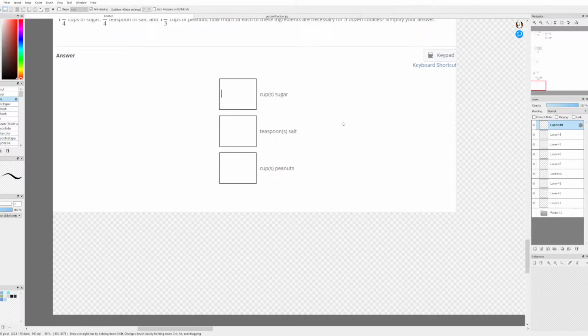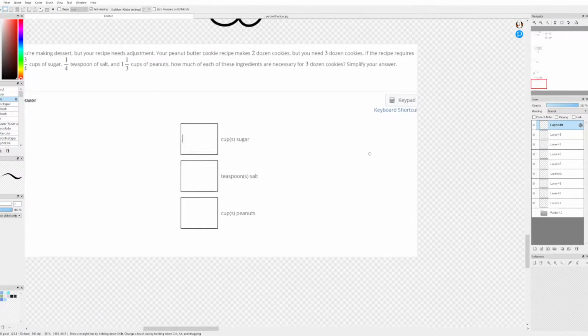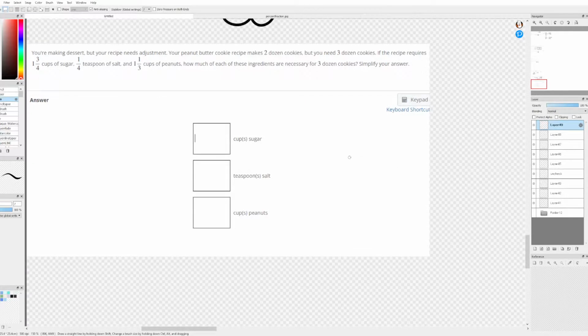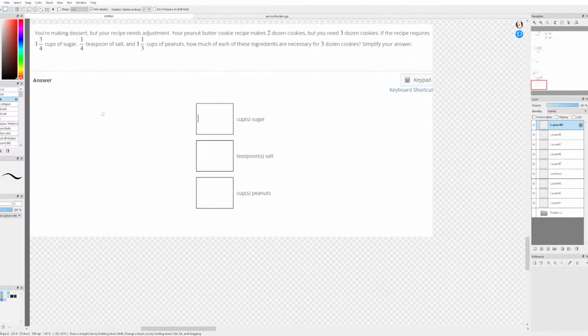This one is a little bit more tricky because it's asking us to convert quite a few fractions. Basically, we just have to convert from mixed numbers to improper fractions and then times by our rate. We have a peanut butter cookie recipe that makes 2 dozen cookies. We need 3 dozen cookies. The easiest way is either to find a conversion rate or to find how many ingredients you need for 1 dozen and then times that by 3. We'll do that version.